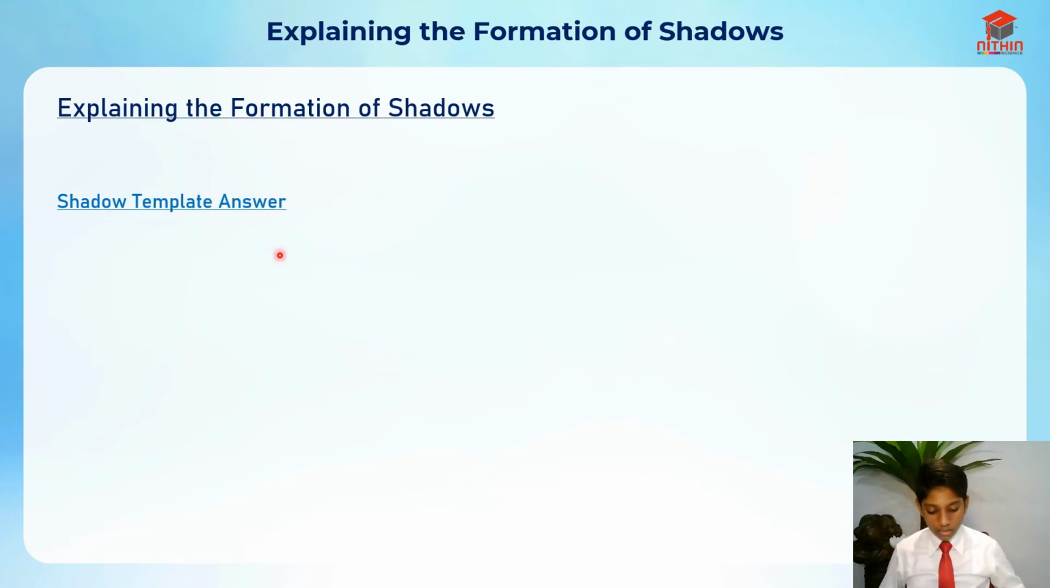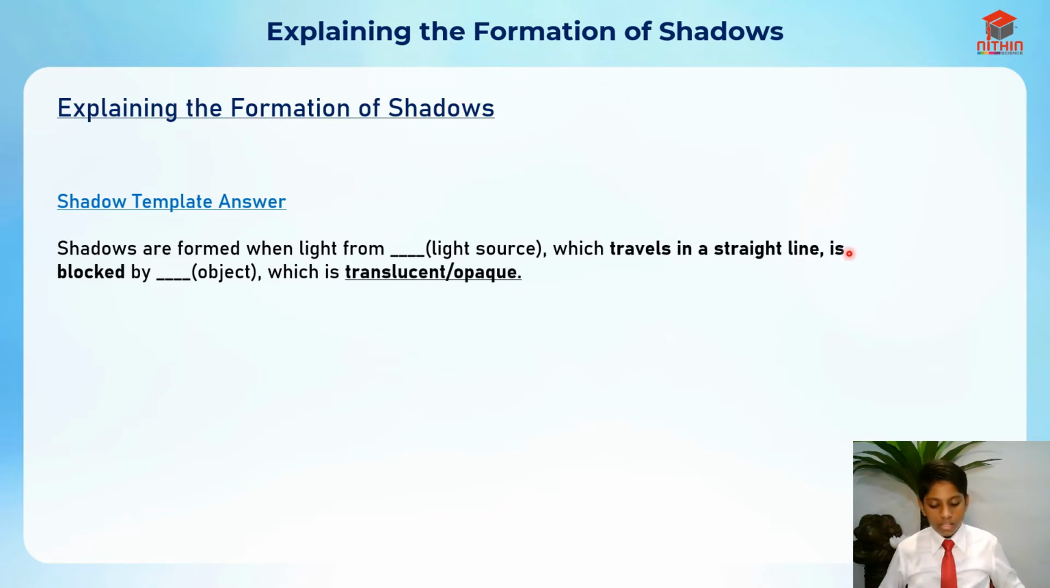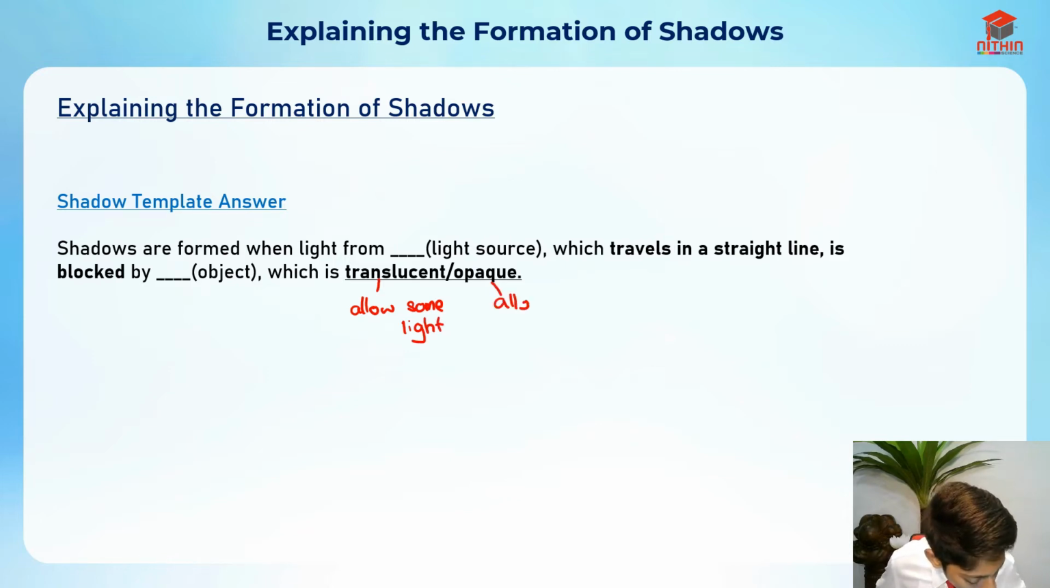What we need to say in this template answer is basically: shadows are formed when light from the light source, which travels in a straight line, is blocked by an object which is translucent or opaque. Do you know what is translucent? Translucent is basically allowing some light to pass through. And opaque is allowing no light to pass through.